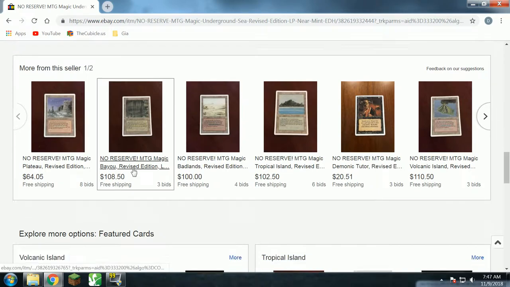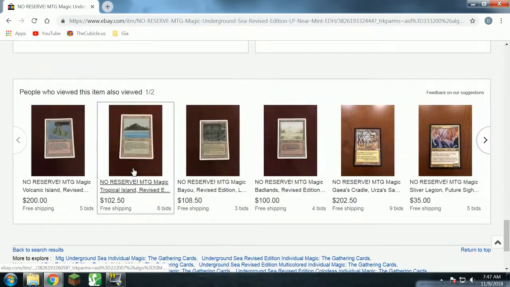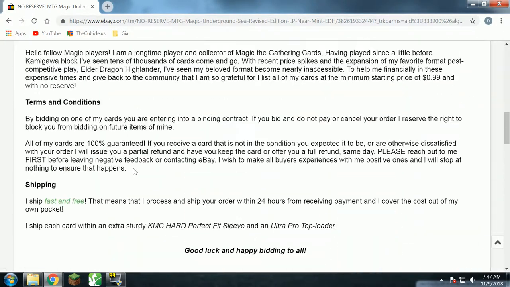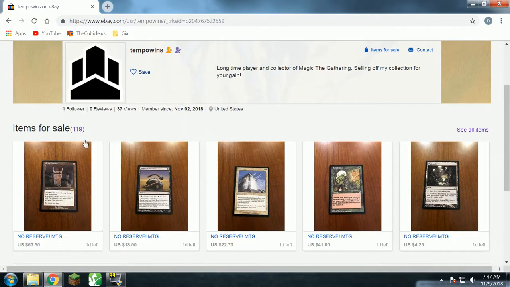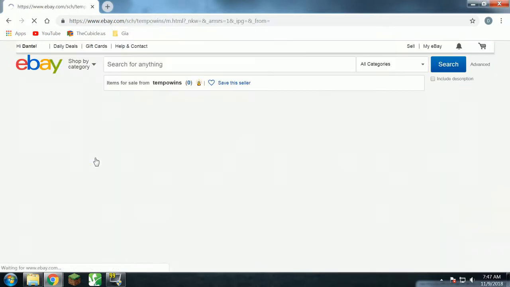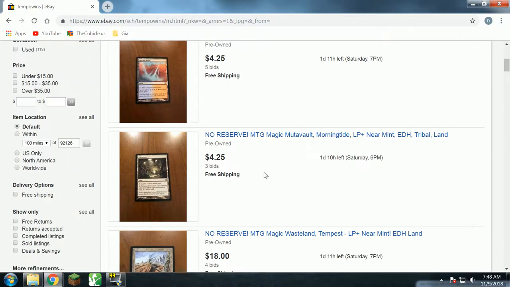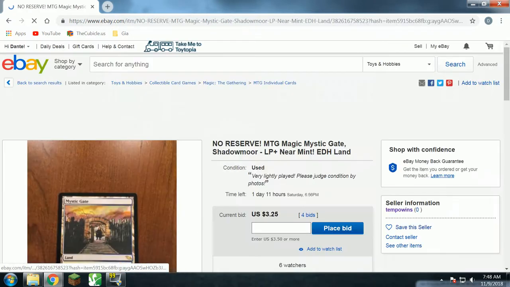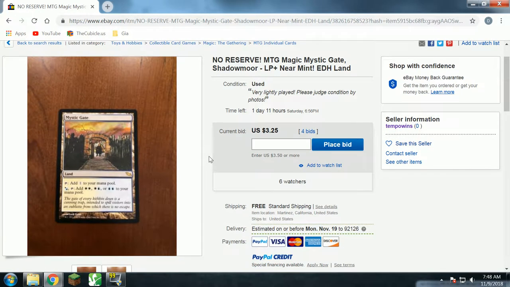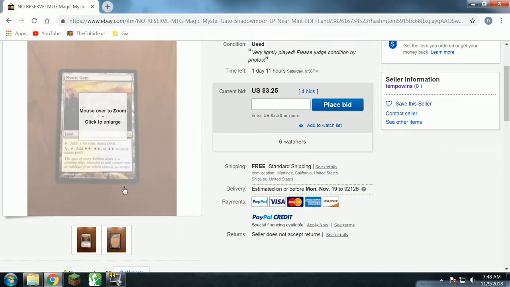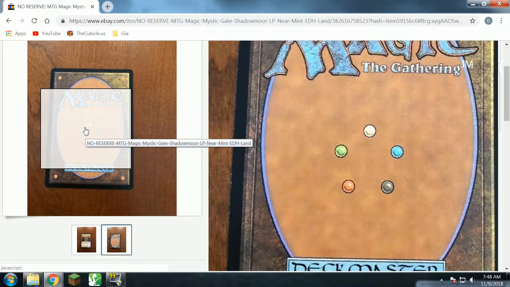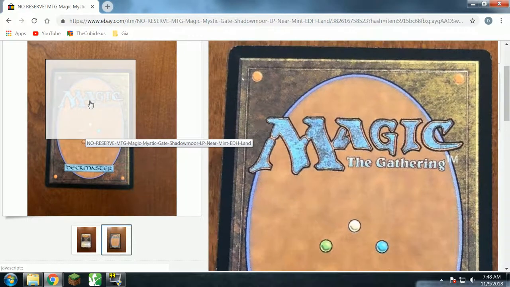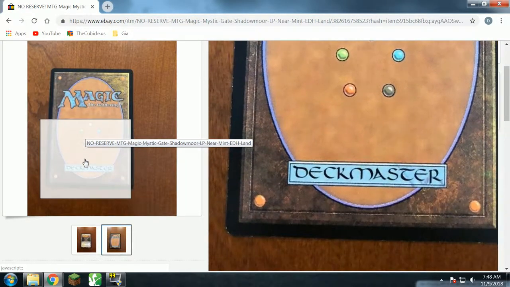So if I go to, let's see, how do I go to all their cards? If I click on their name, all right, so 119 cards, all fake. Every single one of these looks like it is fake. If I go to the first one here, Mystic Gate, this is a more modern card. It's harder to tell that it's fake. But if I look at the back, it's pretty obvious that this does not have the circle pattern of a real Magic card. So this one's fake as well.